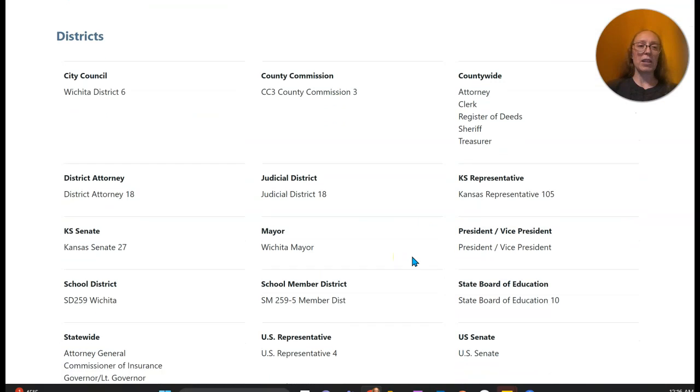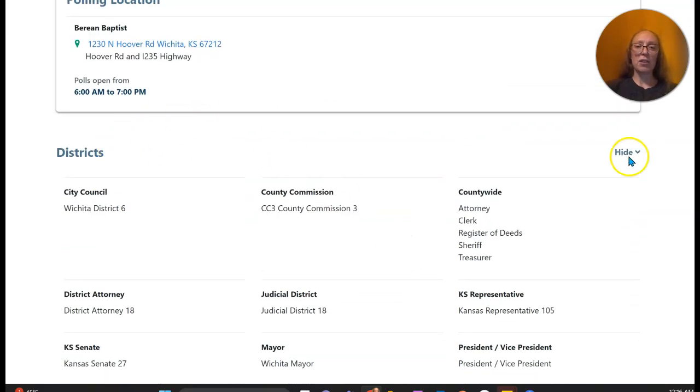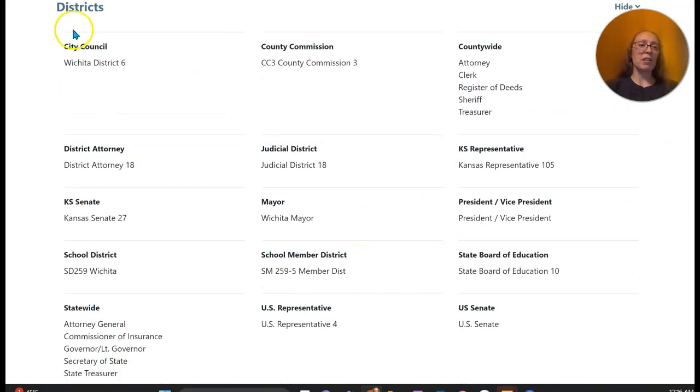But here's what I really want you to look at. If you scroll down and tell it to show districts, I want you to pay special attention to which city council district you are part of and which school member district. I don't know why it's called that. Usually we're used to seeing USD 259. For some reason they have it as school member. But it's in USD 259, and the school is in the 5th district. The 5th district does not have a candidate running, but there is one at-large candidate that everyone's adults will be able to vote for if you live in Wichita.